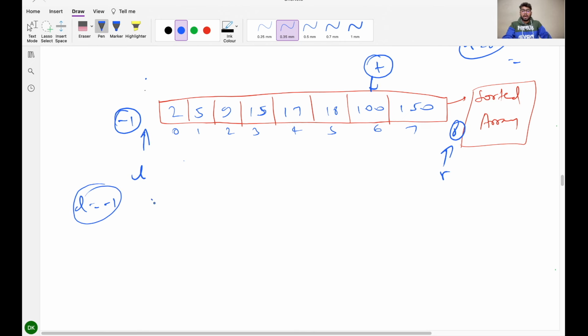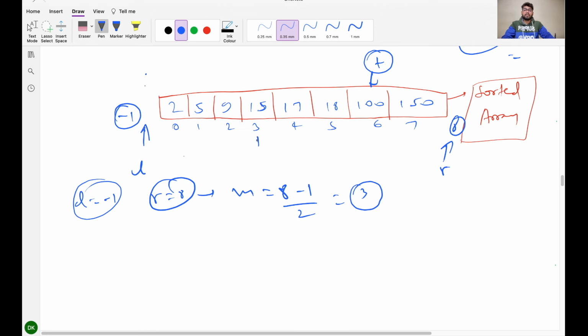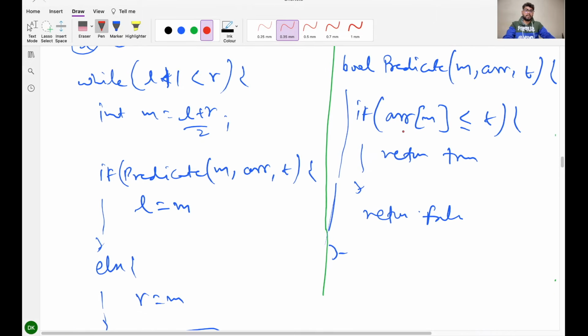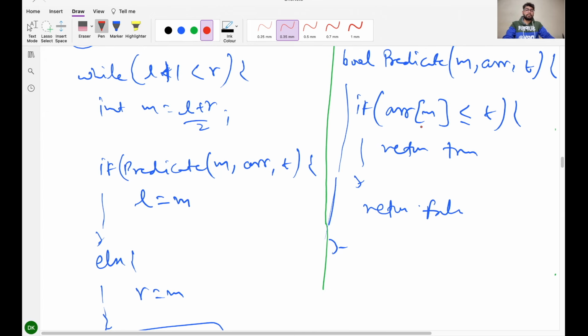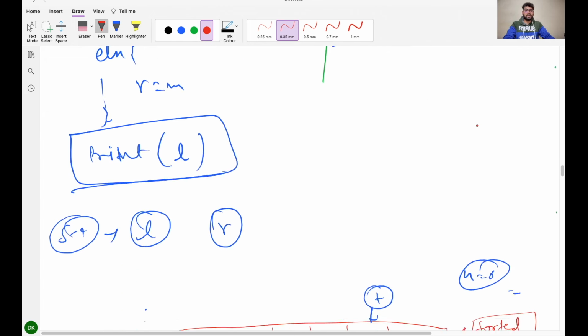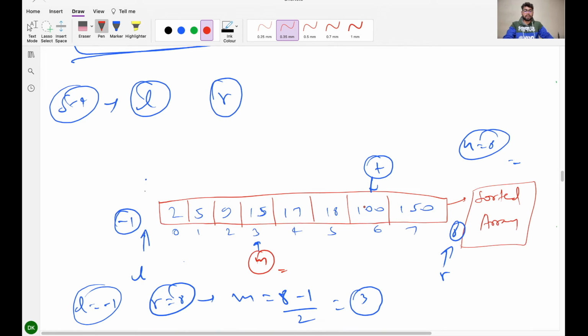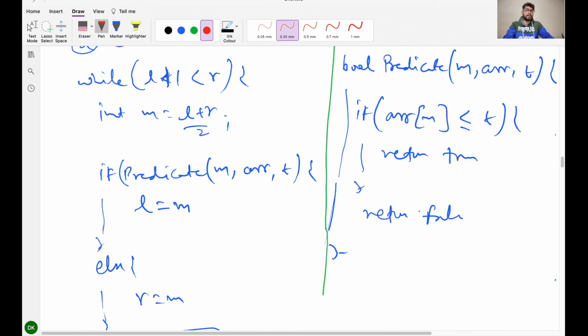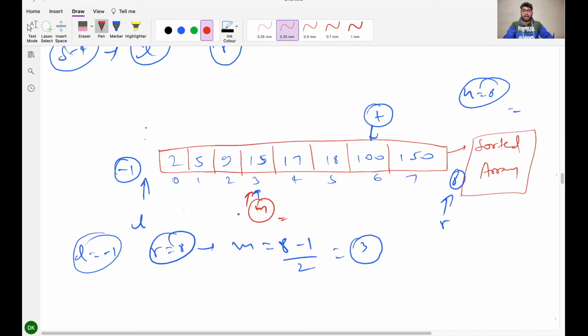So what is M? 8 plus -1, that is 7, divided by 2, that is 3. And when I get my M, that is M equal to 3, I just have to call the predicate function, and in the predicate function I check if my current element is less than or equal to my target element or not. Yes, it is, then I just have to ignore my left part. Here I return true, and on true I ignore my left part and update my L to M.